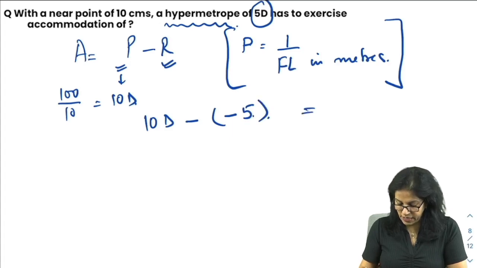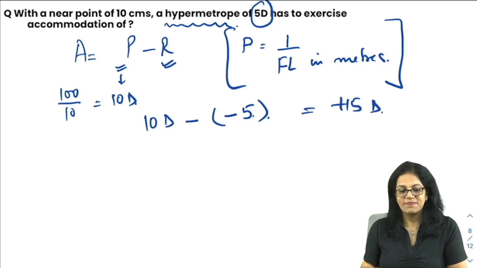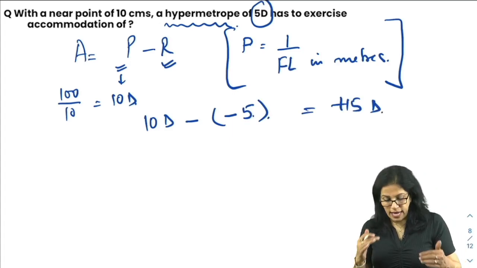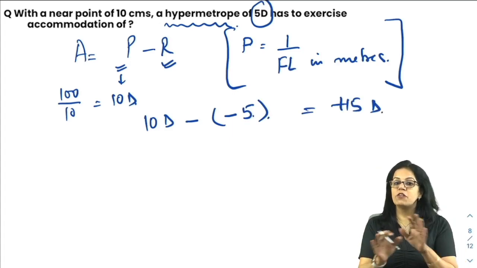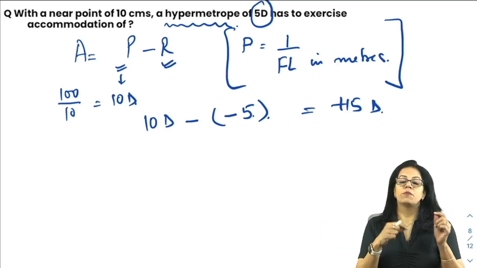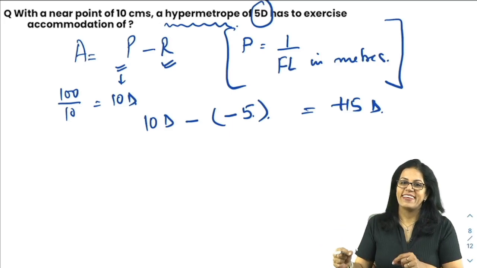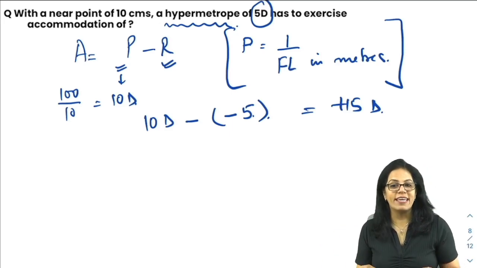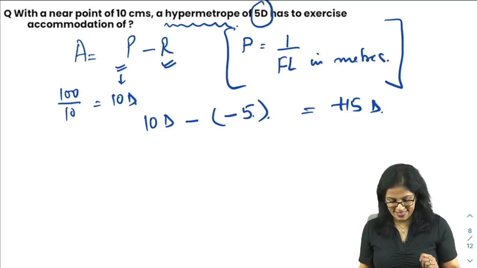So actually it becomes, use your algebra, 15 diopters. Okay, so this is how we say. Had this patient been a myope, we would just say 10 minus 5. But he's a hypermetrope, so it becomes 10 minus minus 5. That is the trick you have to keep in mind in solving these questions.